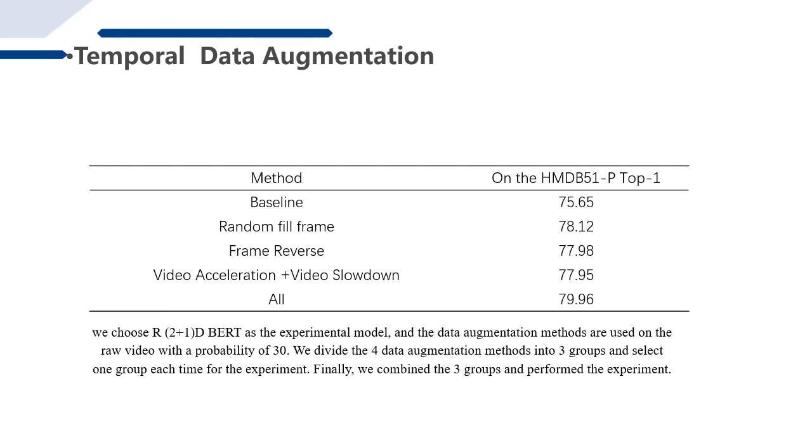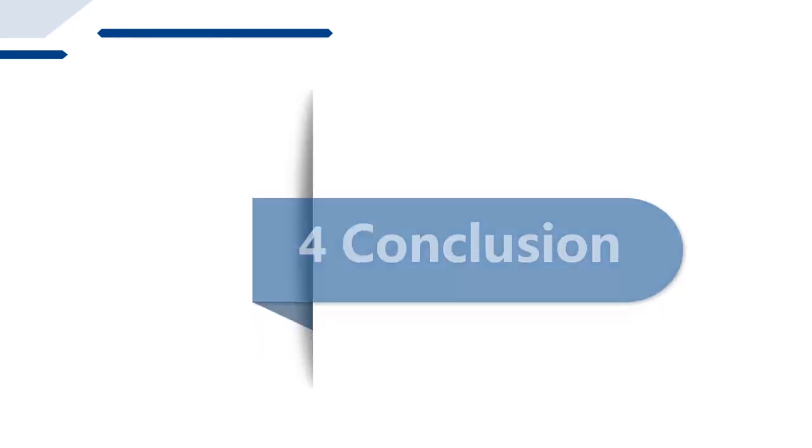We have also done some experiments related to data augmentation in the temporal dimension. We divided 4 augmentations in the temporal dimension into 3 groups, and each time we selected one group for the experiment. Finally, we combined the 3 groups and performed the experiment. Experiments show that the strategy can improve the accuracy of HMDB 51 by about 4.31%.